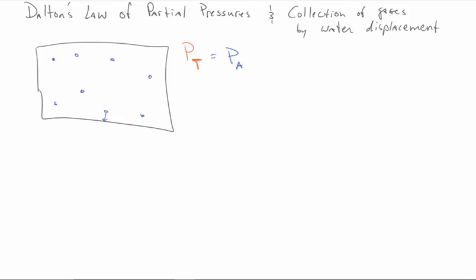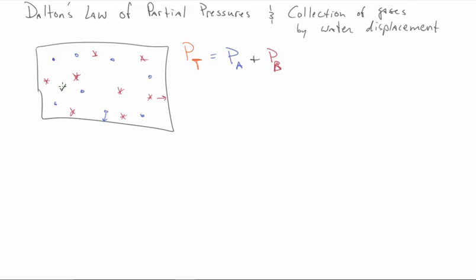Well, what happens if I go ahead and inject another gas? We'll make it a red gas here, right? The star red. And now we have to understand the red and the blue molecules are both having collisions with the side of the container. Each of them has their own distinct pressure. And so now my total pressure is actually going to be the pressure of the particles from A and the pressure of gas B.